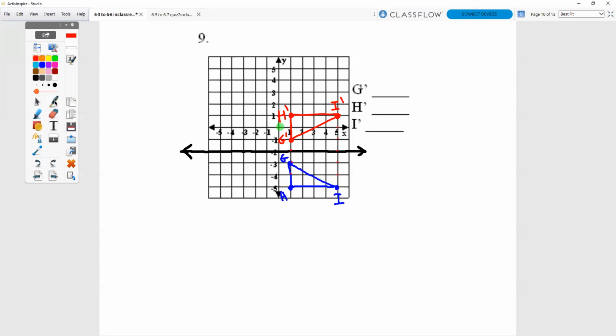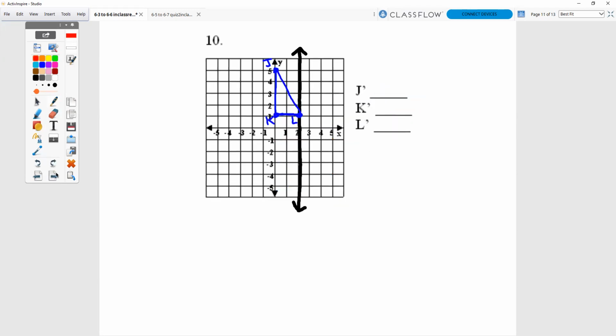When you're doing your points, you start from the green point right in the middle. G prime is over to 1, down to -1. H prime is over to 1, up to 1. I prime is over to 5, up to 1. So that was over a random horizontal line.